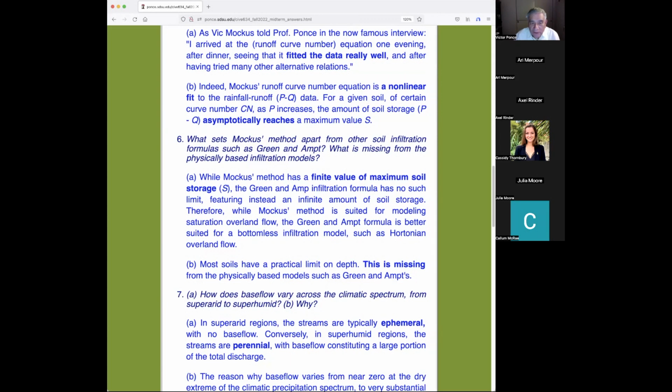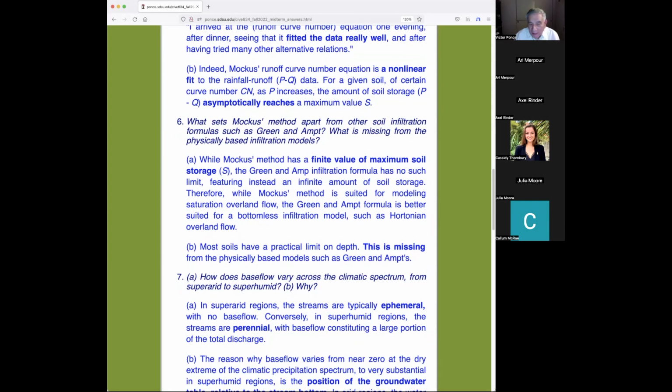Okay, and what is missing from the physically based infiltration models? Right, most soils have a practical limit on depth, but this is missing from the physically based models such as Green-Ampt. Something that is also missing from Green-Ampt is holism, but I didn't put it in there because holism is also missing from the runoff curve number. Sure. So holism is a high call. Holism means include vegetation, include a whole lot of other things, physical and chemical processes like crusting, that is not met either by Marcus's method or the other guys. So crusting is a tough problem.